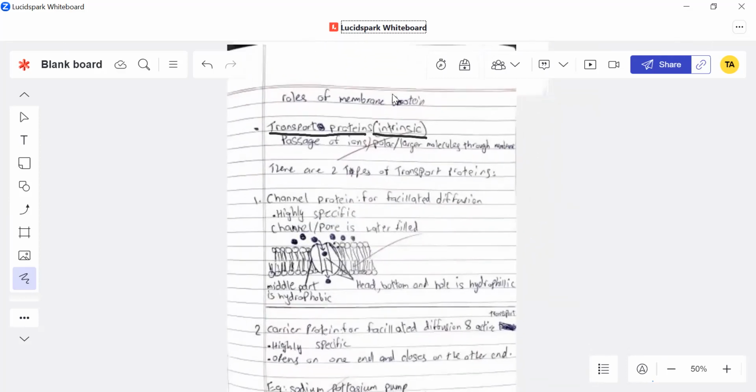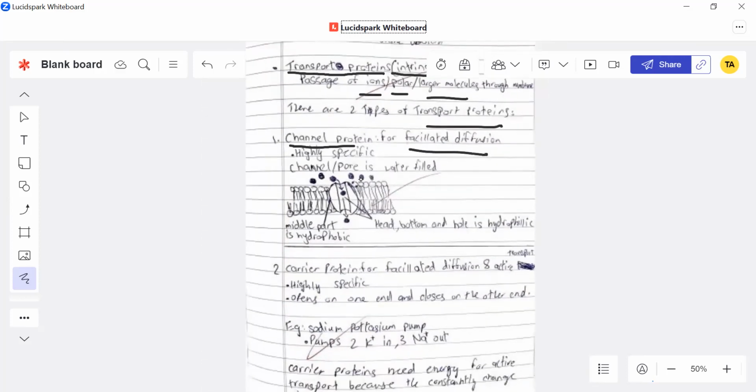So what are transport proteins? They allow passage of ions, polar, and large molecules through the membrane. There are two types of transport proteins. The channel proteins, right? The channel proteins are for facilitated diffusion. I'll explain what facilitated diffusion is later on. But for now, channel proteins are for facilitated diffusion, and they are highly specific. What do I mean by highly specific? Only specific molecules can pass through these proteins.